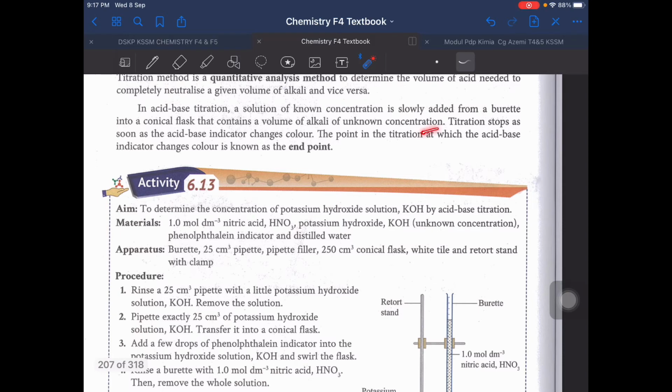I almost forgot this note over here. Titration stops as soon as the acid-base indicator changes color. You understand that? Prosedur ini akan berhenti apabila kamu nampak perubahan warna. Warna apa? This one. The point in the titration at which the acid-base indicator changes color is known as the end point. Itu adalah takat akhir.